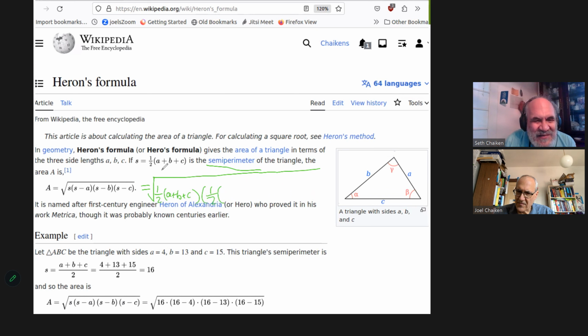Let's see, S minus A is minus A plus B plus C, right? Right. And the other term is 1/2 of A minus B plus C. Right. And the last term is 1/2 of A plus B minus C.